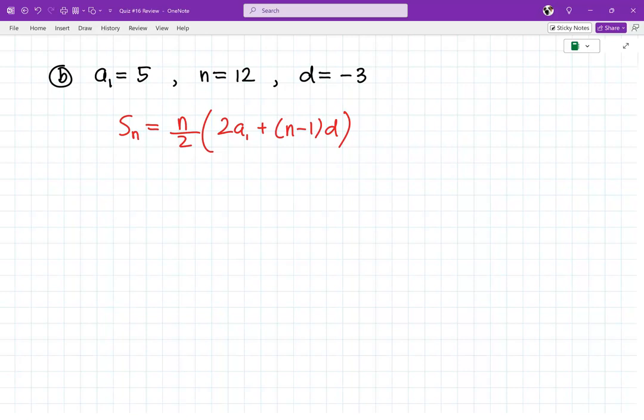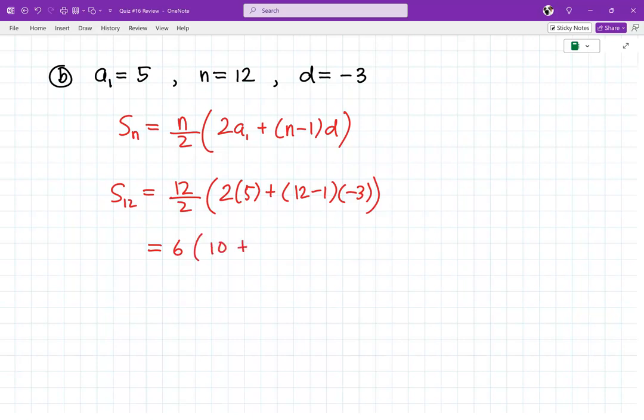So n is 12, so I'm going to write s sub 12 is equal to 12 over 2 times (2 times a sub 1, that's 5, plus n minus 1, that's 12 minus 1, times d), and d is negative 3. So it's going to look a little messy, but you're just going to have to try to clean it up a little bit. I know 12 divided by 2 is 6, so I'm going to write 6. 2 times 5 is 10. Plus, that's 11 times negative 3, so that's negative 33. So that's 6 times (10 minus 33).